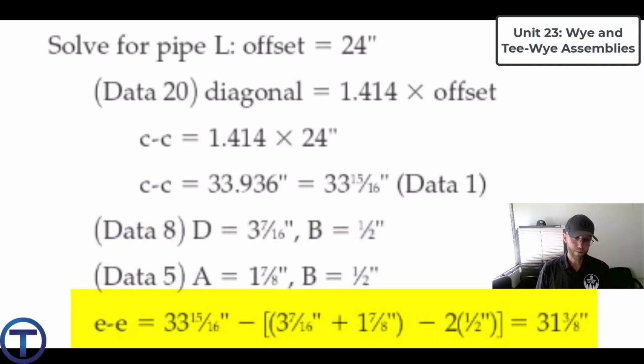If we go back over to data table 5, where we have our elbows, we're coming into a 45-degree elbow. And our face to center measurement on A is 1 7/8. We're going to subtract off from that our 1/2 inch. Let's line this all up. End to end equals 33 15/16 minus, 3 7/16 plus 1 7/8 minus 2 times 1/2. All that's our takeoff in the brackets. When we get all that punched together, then we end up with 31 3/8 as our end-to-end measurement for pipe L.